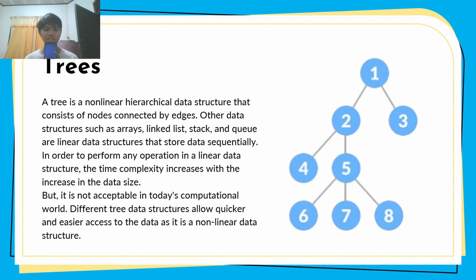In order to perform any operation in a linear data structure, the time complexity increases with the increase in the data size, but that is not acceptable in today's computational world. Different data structures allow quicker and easier access to the data, as it is a non-linear data structure. It looks like a tree, so it's called a tree.